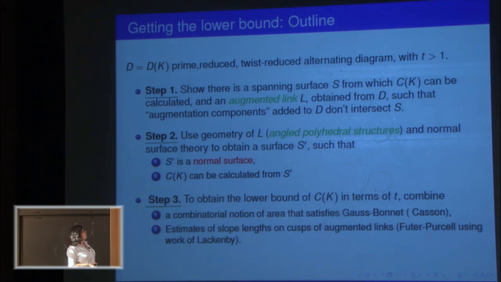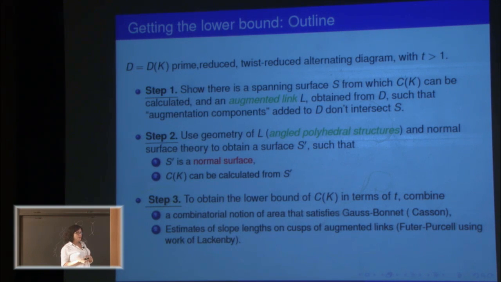All right. So, yes, we already said the upper bound works for everything, and it's not particularly hard to get. So for the lower bound, what we want to do is start with an alternating projection and run the algorithm of Adams and Kindred carefully, so that the first step is we end up with a surface that is the complement of an augmented link.